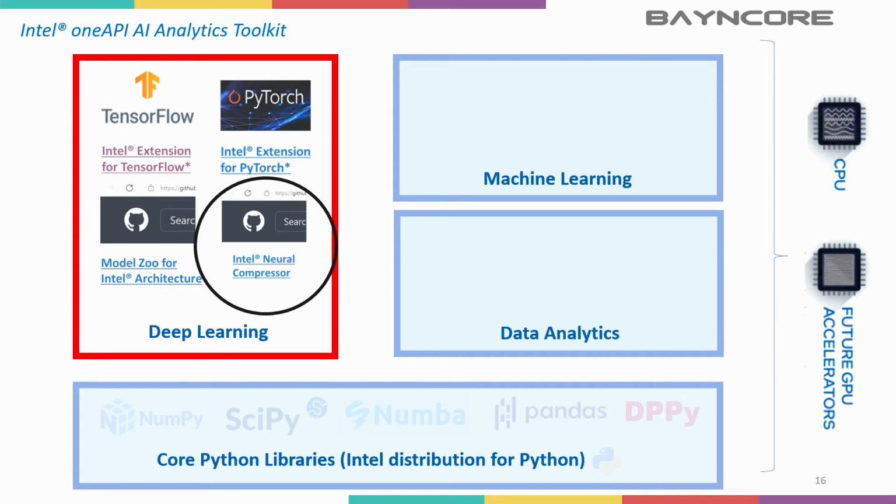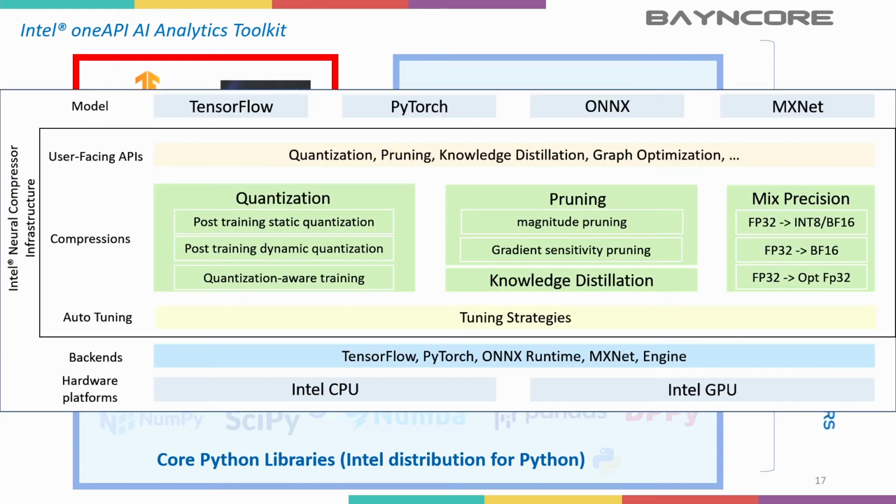The Intel Neural Compressor is an open-source Python library designed to help you quickly deploy low-precision inference solutions on deep learning frameworks. Here's a diagram of some of the features of that tool. It contains popular network compression technologies such as quantization, pruning, and knowledge distillation.